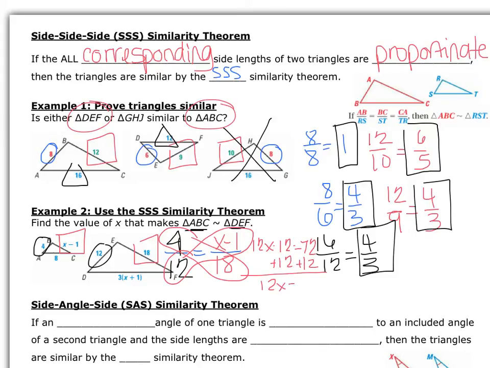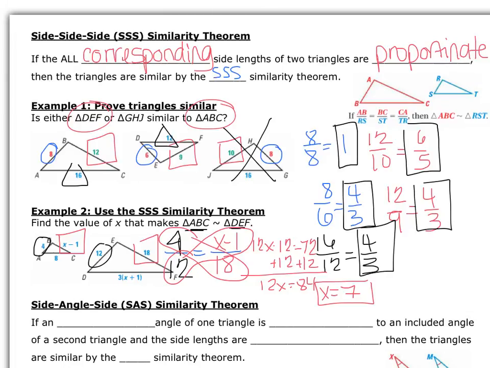So 12x is equal to 84. 84 divided by 12 is 7. So your x is 7. And you don't have to find this. I mean, once you solve for x, you've solved for x because everything is proportionate. So that is not going to change a thing.